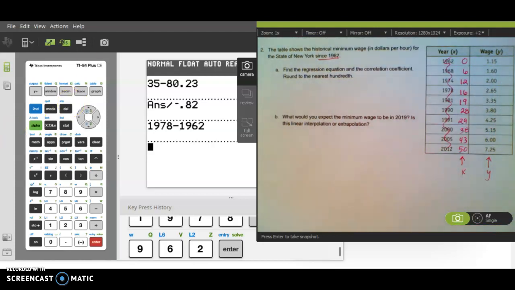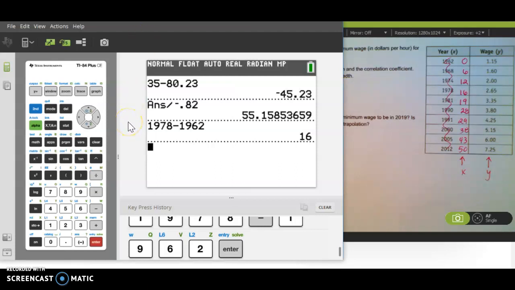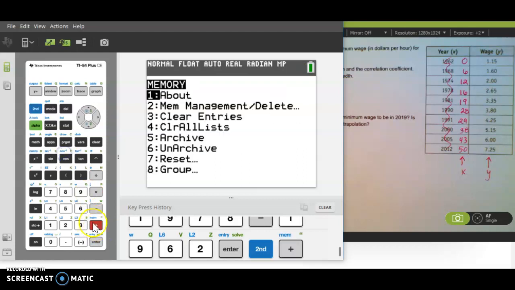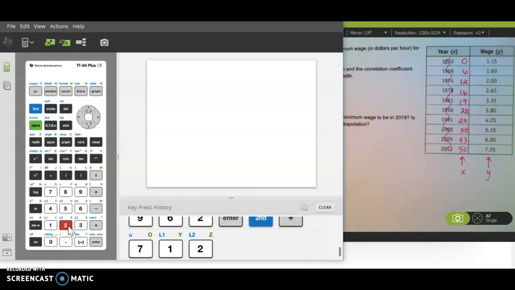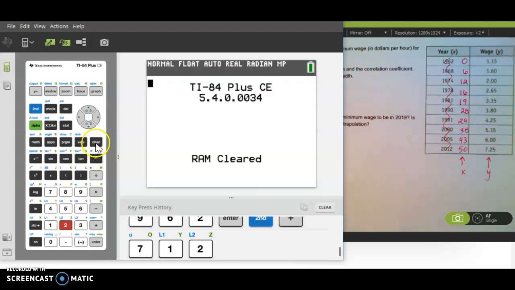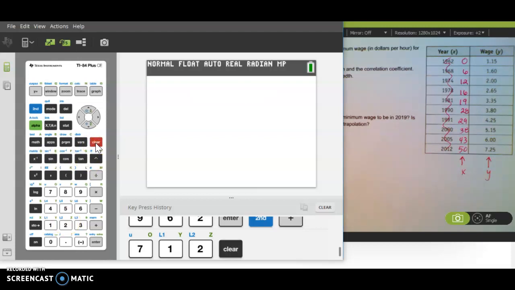So let's go over to our calculator, and I actually want us to clear it so that we can just do the whole process again. So that's going to be second plus 7, 1, 2. All right, now it's cleared. You can also press the clear to get that screen away.